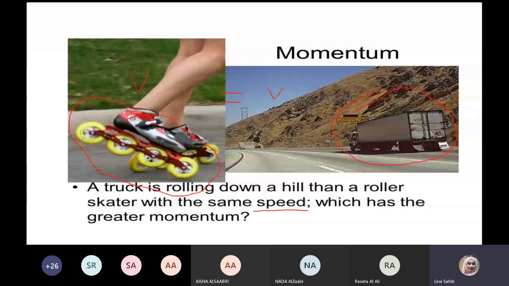He's asking which one has a greater momentum. Which one has greater momentum? And don't forget, both of them have the same velocity. Who has an answer over here?